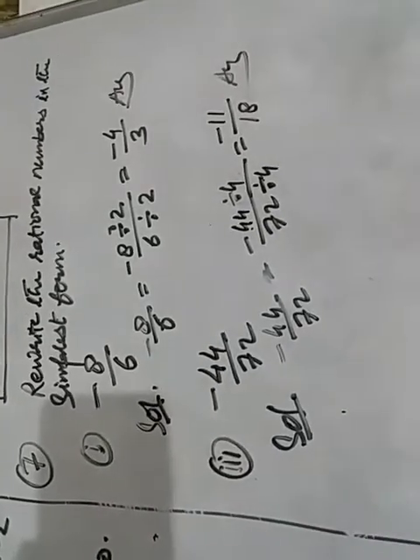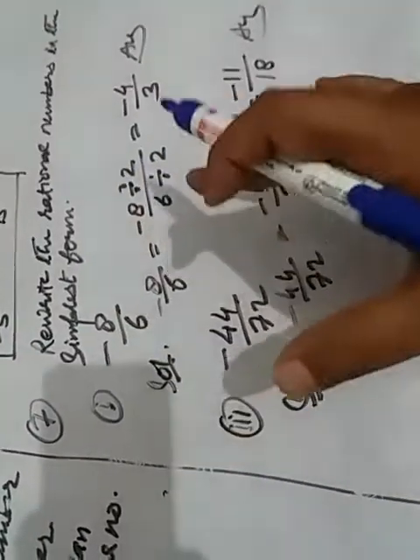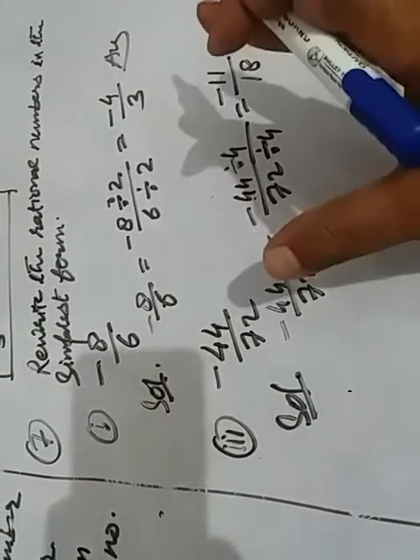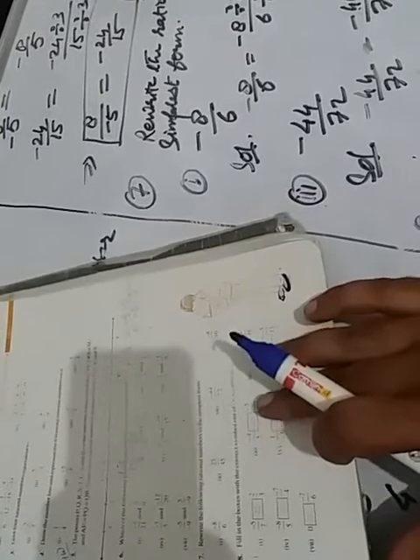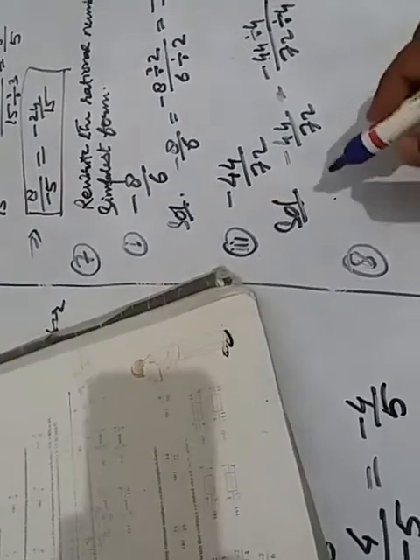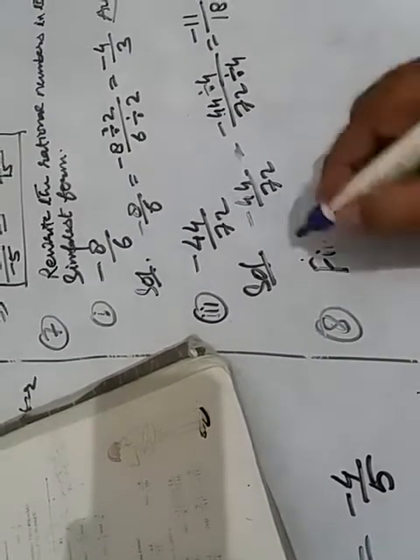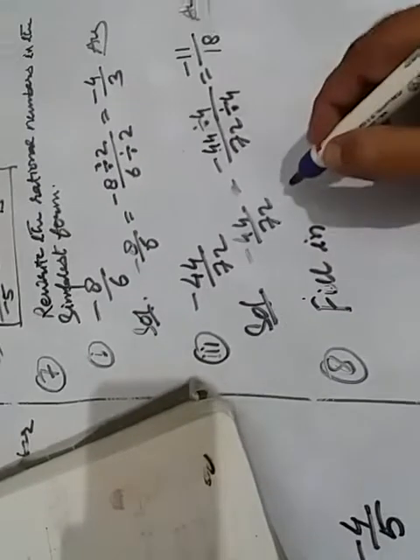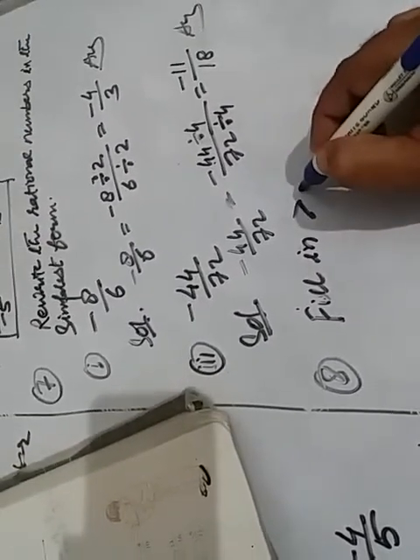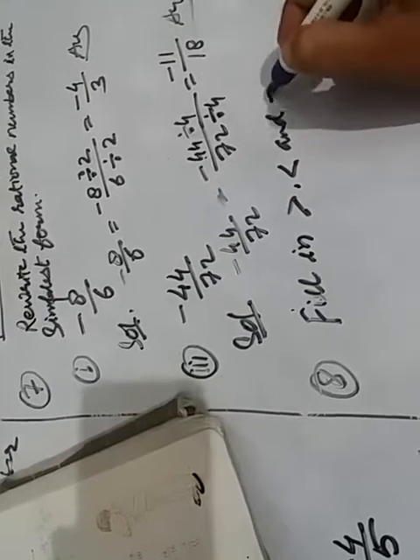Okay, now coming to the next question. In the same manner, you can solve the remaining questions of question number 7. Now let us see question number 8. What is question number 8, children? See the book. Fill in the boxes with the correct symbol: greater than, less than, or equal to. It means a comparison between two rational numbers.